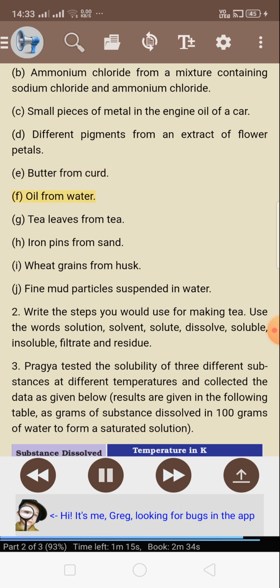E. Butter from curd. F. Oil from water. G. Tea leaves from tea. H. Iron pins from sand. I. Wheat grains from husk. J. Fine mud particles suspended in water. 2. Write the steps you would use for making tea. Use the words solution, solvent, solute, dissolve, soluble, insoluble, filtrate, and residue.